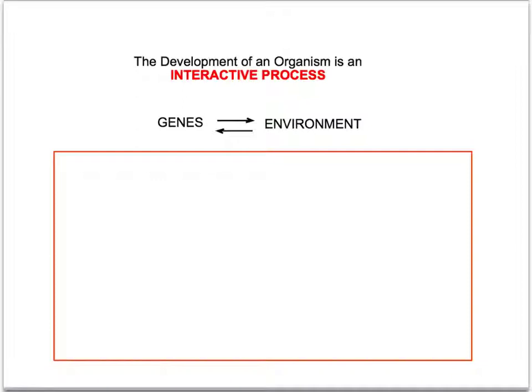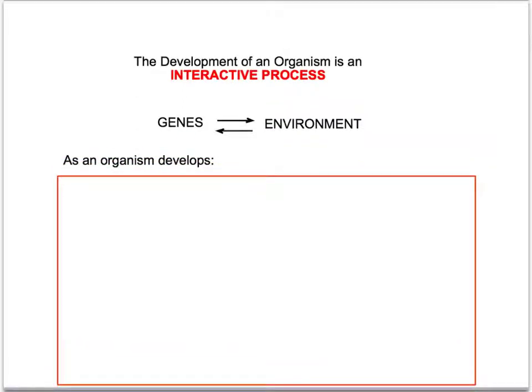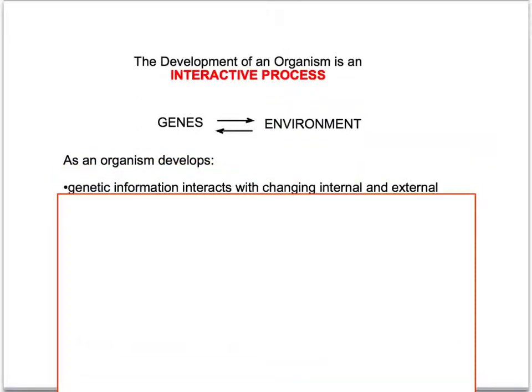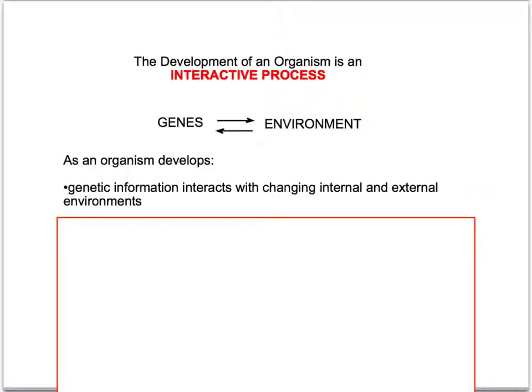Let's look at some components of this, and there's kind of a bit of text here, but I think you'll get it as we go. All right. So as an organism develops, the genetic information that's in the cells of these organisms is interacting with the environment that's changing.